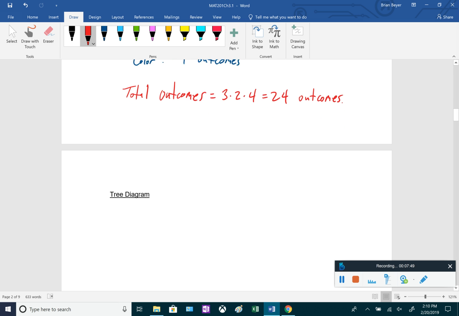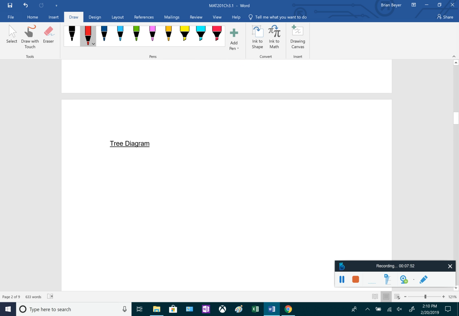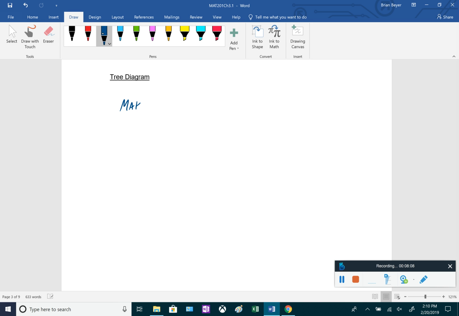Okay, so what I'm actually going to do, I'm going to create a tree diagram. So I'll start the setup for it, and then I'll kind of pause the video and then fill it in, so you don't have to wait while I'm filling it in. So for the tree diagram, we have make, and we have the car size. So it doesn't matter which one you put first. We could have put car size first. We could have put color first. It doesn't matter. And then we have color.